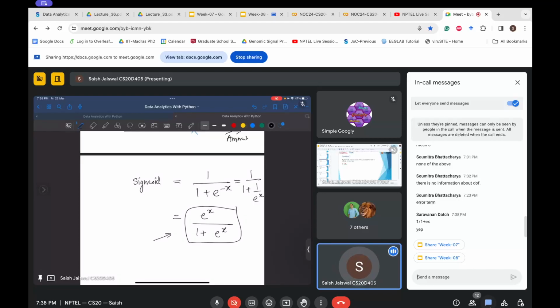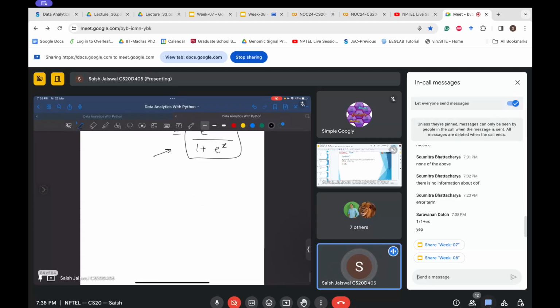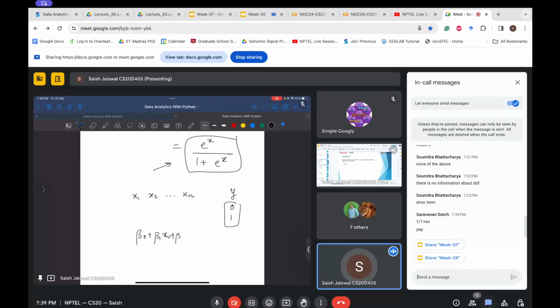So this value represents probability. In the case of logistic regression, you have multiple independent variables, x1, x2 up to xn, and the dependent variable is taking only two values, 0 and 1. So you can have one linear regression, multiple regression fit on it.